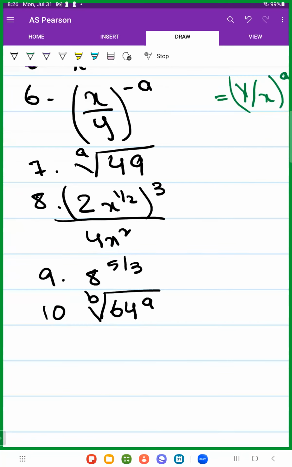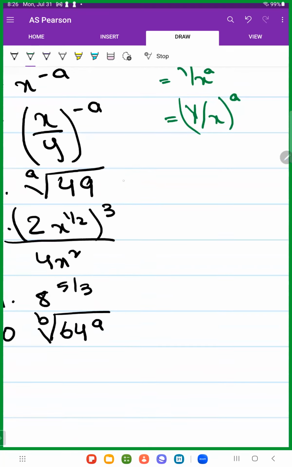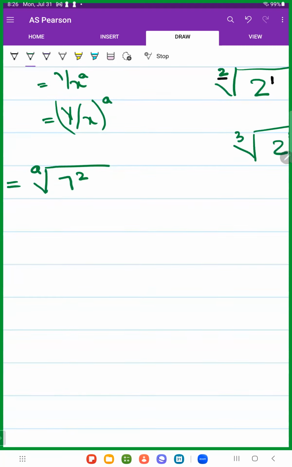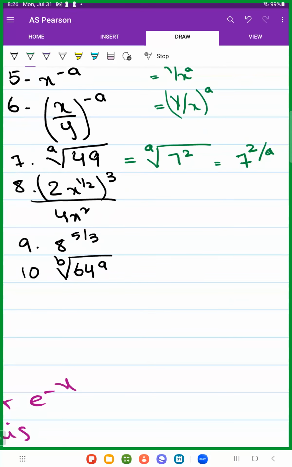Right. Similarly, over here, what I can do is, first of all, I can write this as 7 squared. If I want to write this as a power, the power of the 7 will come, which is 2. And then the power of the under root sign comes, which is 8. Understand? Can you try solving 8, 9, 10 like this? Okay.